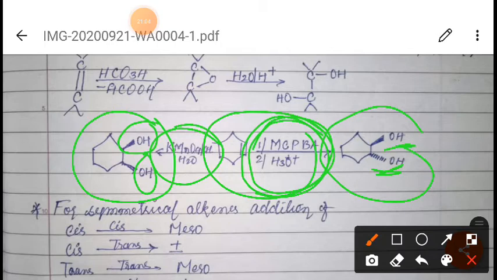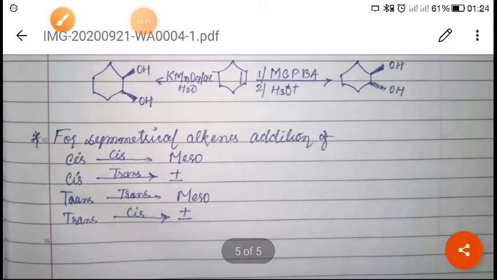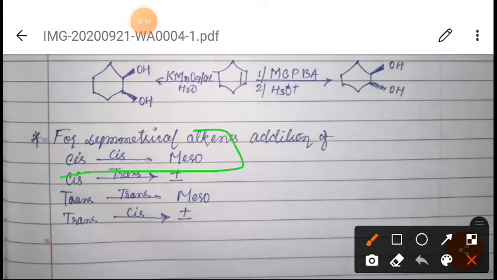I hope you have understood this. And for symmetrical alkenes, always remember that cis will form a meso compound, cis and trans will form a racemic mixture, and trans will form meso, and again trans and cis will form a racemic mixture.